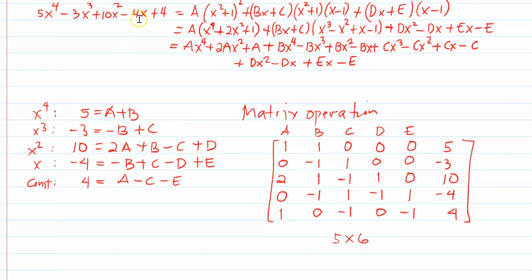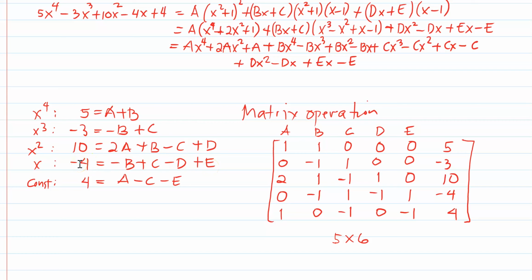Next is the coefficients for x. On the left side, we have negative 4. And on the right side, we have negative b plus c minus d and positive e. So our equation is negative b plus c minus d plus e on the right side and negative 4 on the left side.